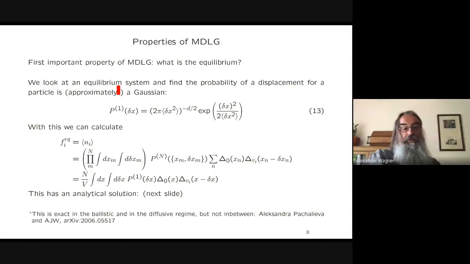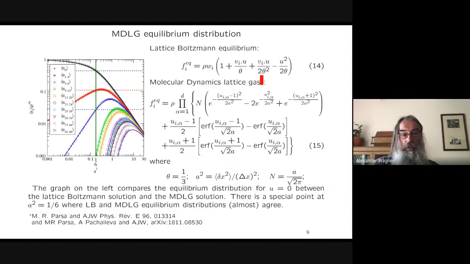There's this arXiv reference down there, but if you make the assumption that they're Gaussian, which is approximately true at the very least, then you can analytically calculate what this equilibrium distribution looks like. And here you see, as a function of basically delta t, this a squared tells you the mean square displacement over the lattice spacing.